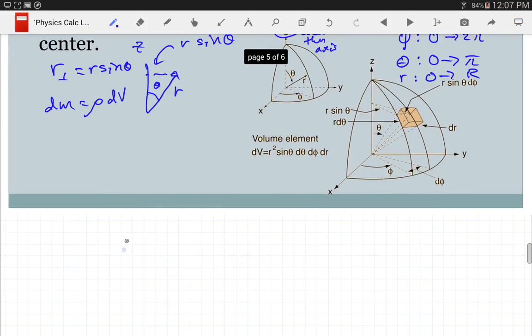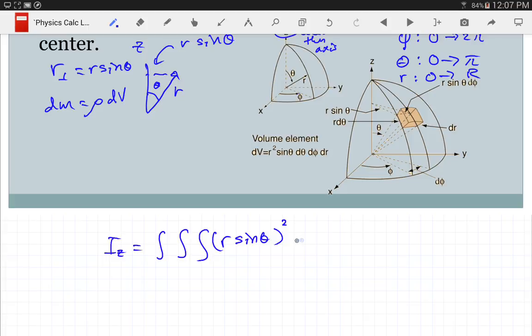And so then I can put those in my integral. My triple integral, and then I have r perpendicular squared. So my r perpendicular is r sine theta, quantity squared. And then I have my dm, which is rho dv. What is dv? It's written right here. We went through this last class period. dv is the r squared sine theta d theta d phi dr.